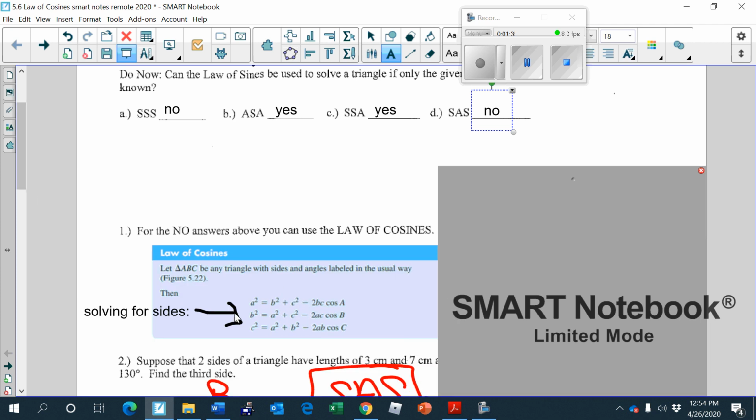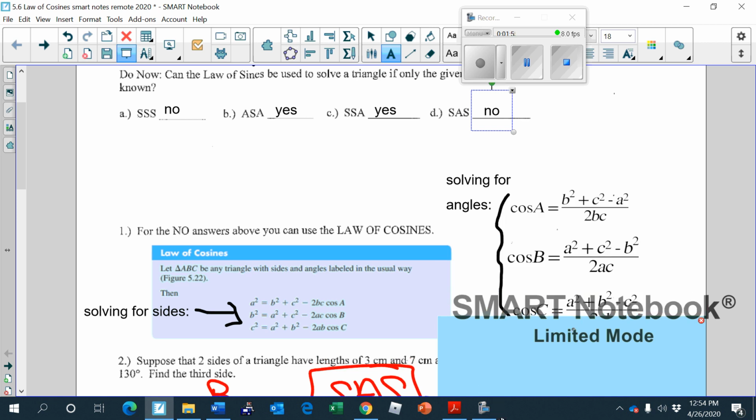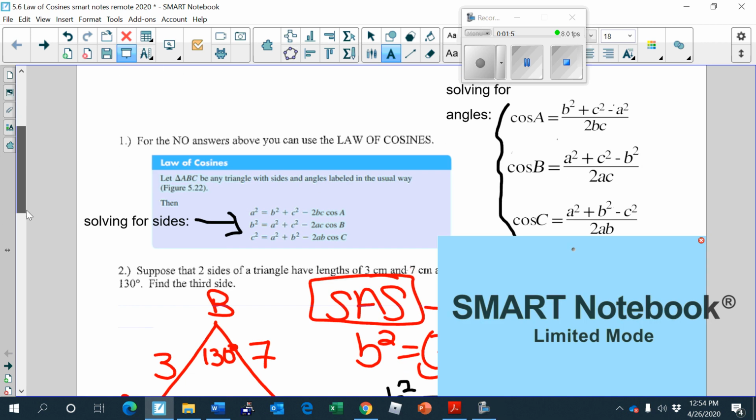You have this on your paper already, okay? So when I give you these formulas right here, that's used for solving for sides. And then we're going to come back up in a little bit, and we're going to figure out how to solve for angles, all right? I'll give you a minute to write that down in a little bit.